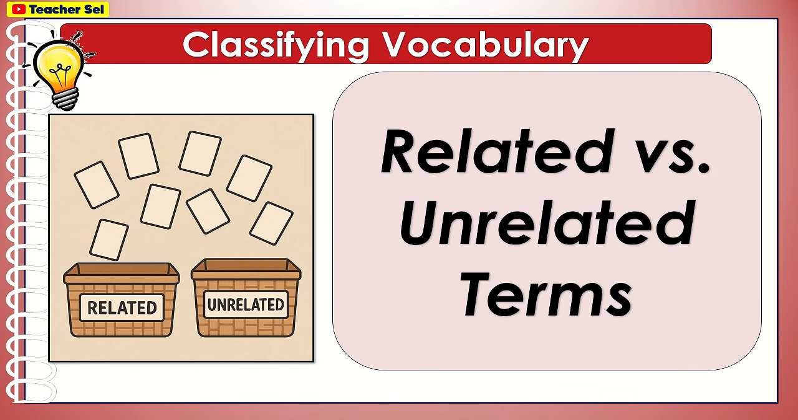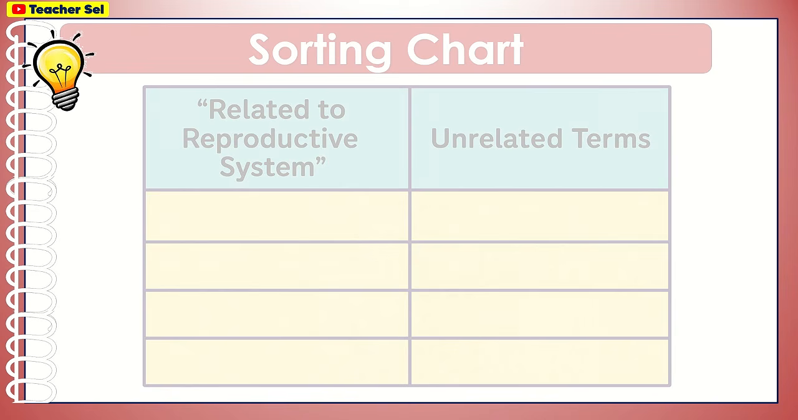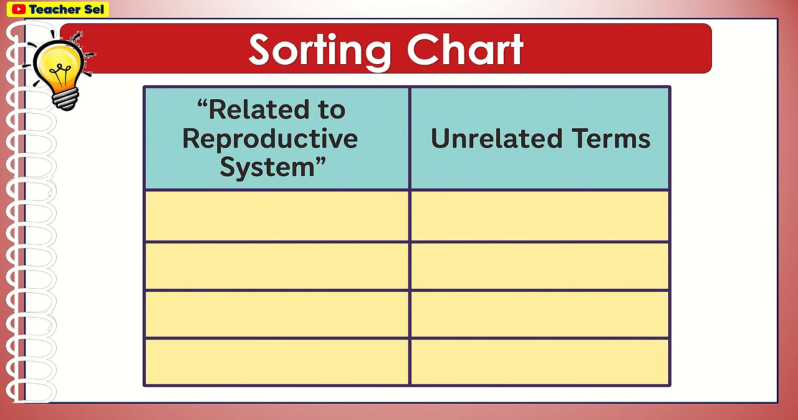Classifying vocabulary, related versus unrelated terms. Let's play Classify the Terms. Read each word card carefully. Decide if the word is about the reproductive system or not. Place it in the column. Check for related to reproductive system and X for unrelated terms. Here is the sorting chart. In the first column, related to reproductive system, and in the second column, the unrelated terms.